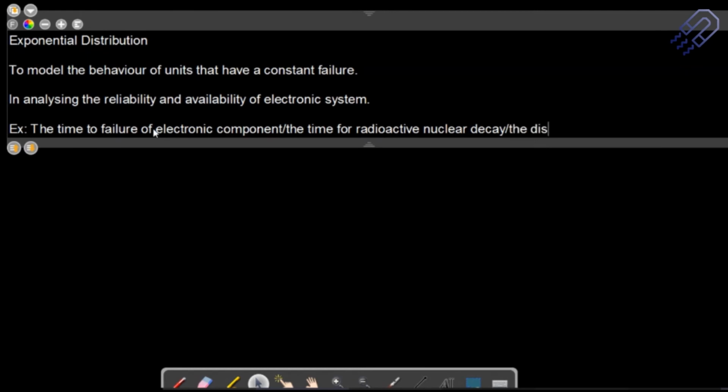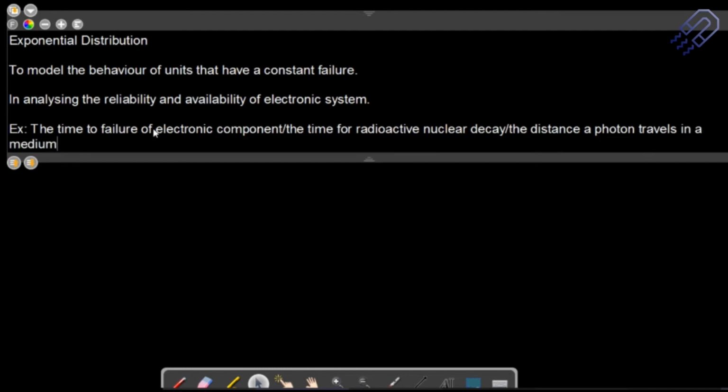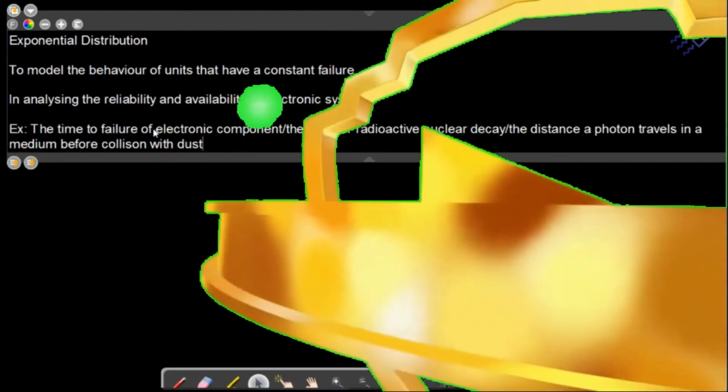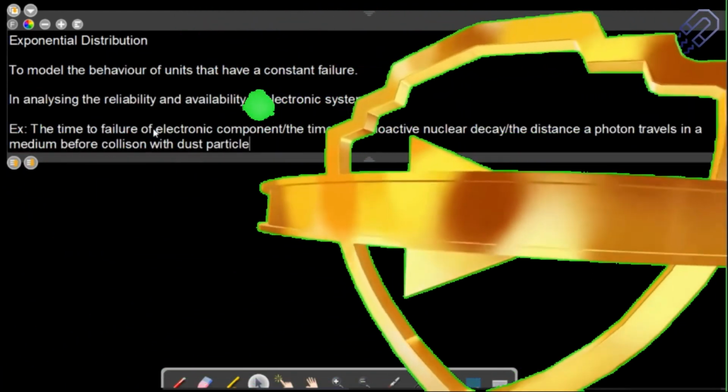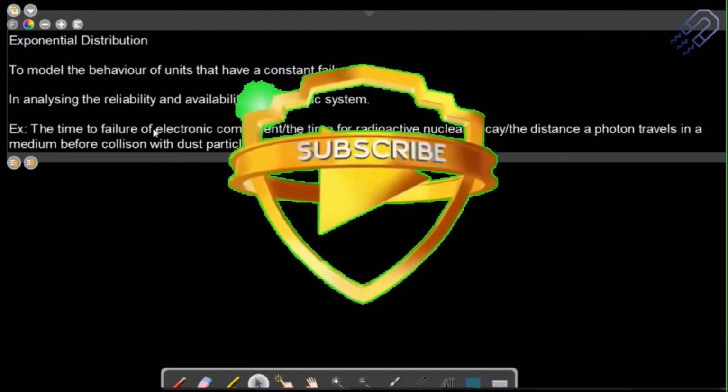The distance a photon travels in a medium, let me take a physics example, maybe that can also be an example, before collision with a dust particle. That is also something which is not linear in nature, that is more or less again exponential in nature, okay.